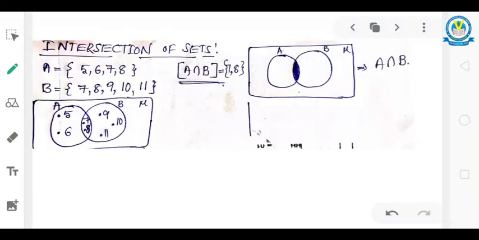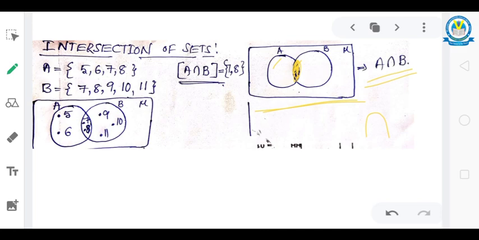Now, intersection of sets. Suppose we have two sets, set A having some elements and set B also having some elements. Sometimes A and B have the same elements, that is, common elements. The representation of the common elements is here. Sometimes both have the same elements, and that is represented here. We can represent it with the intersection symbol, and we write it as A intersection B.